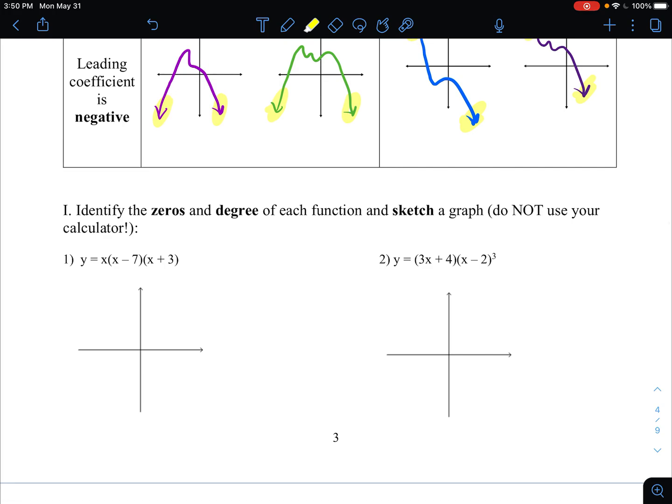So what we can do to draw rough graphs of something is to think about the degree and to think about the zeros. Zero or root is basically a fancy word for x-intercept. And we can find the x-intercept by setting things equal to 0. We set the function equal to 0. If it's factored, we're in good shape. So we find this by setting equal to 0.